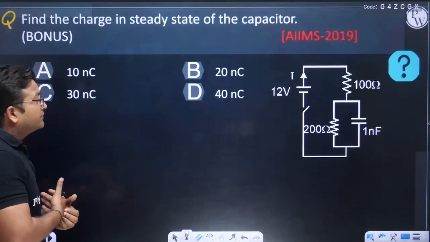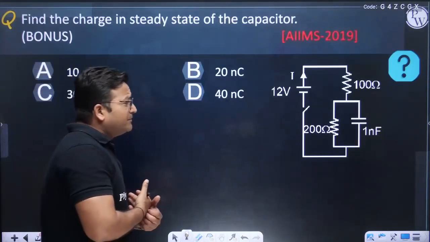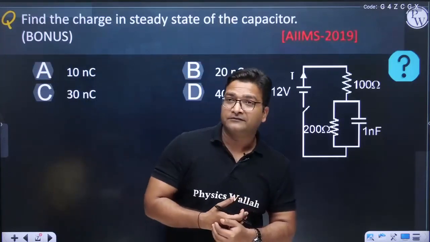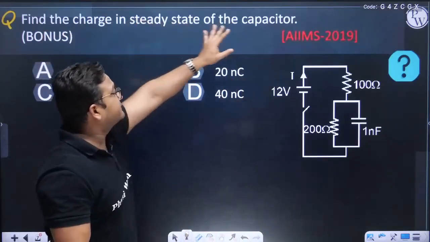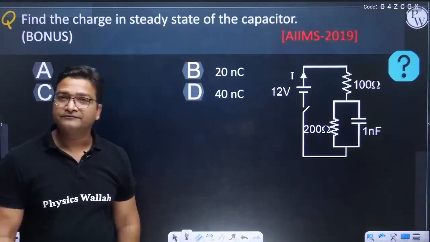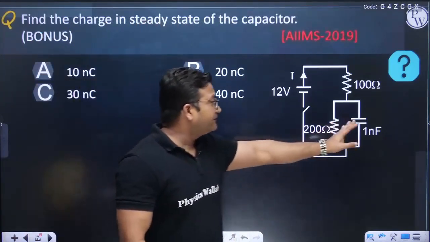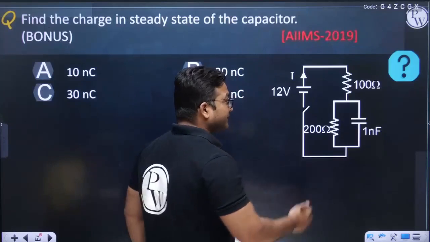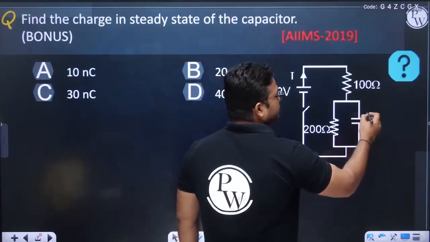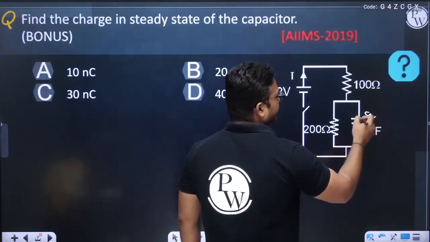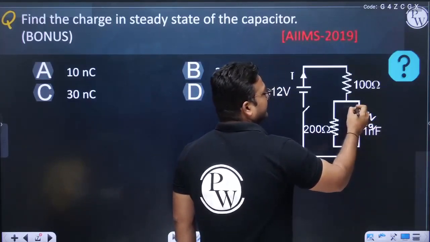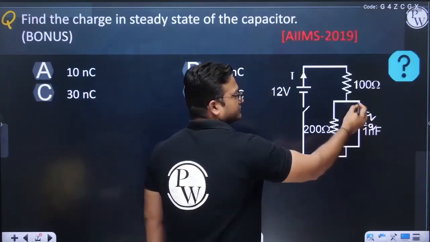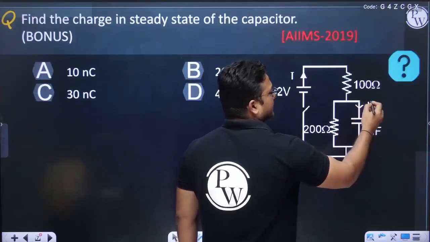So this question is actually based on the concept of a steady state. And they say find the charge in a steady state of the capacitor. So if the capacitor is in a steady state, the charge on the capacitor will be constant, let us say plus Q and minus Q. And in this branch of the capacitor, the current would be 0.